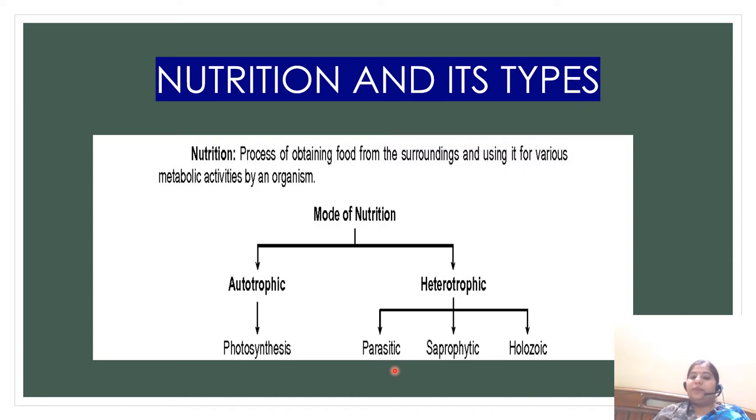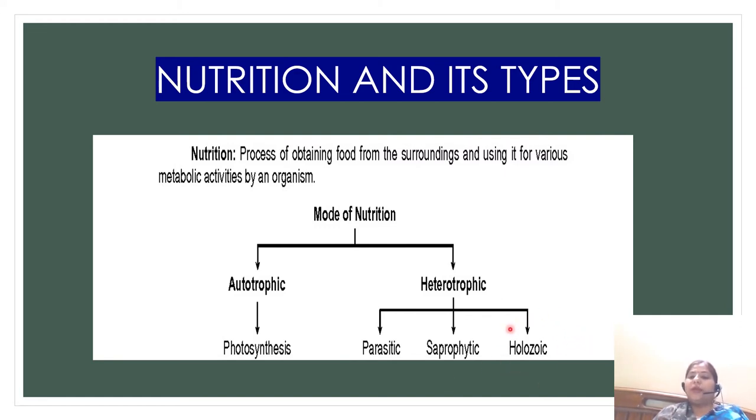Parasitic means the organism is living inside the body of another organism, which is called the host, and deriving nutrition from its body. At the same time, the parasite is harming the body of the host. Then saprotrophic nutrition or saprophytic nutrition. In this, the organism feeds on dead and decaying matter, right?